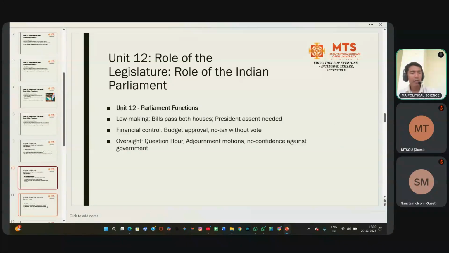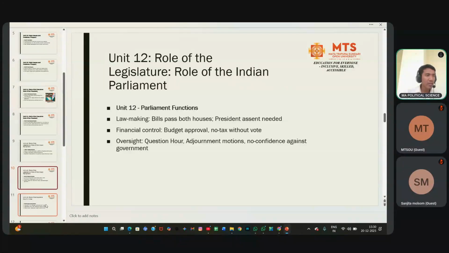And what is the function of the parliament? Let's see, law-making. Rules and regulations are made in the parliament. But after making rules and regulations, they should take the signature from the president. So bills pass both houses.